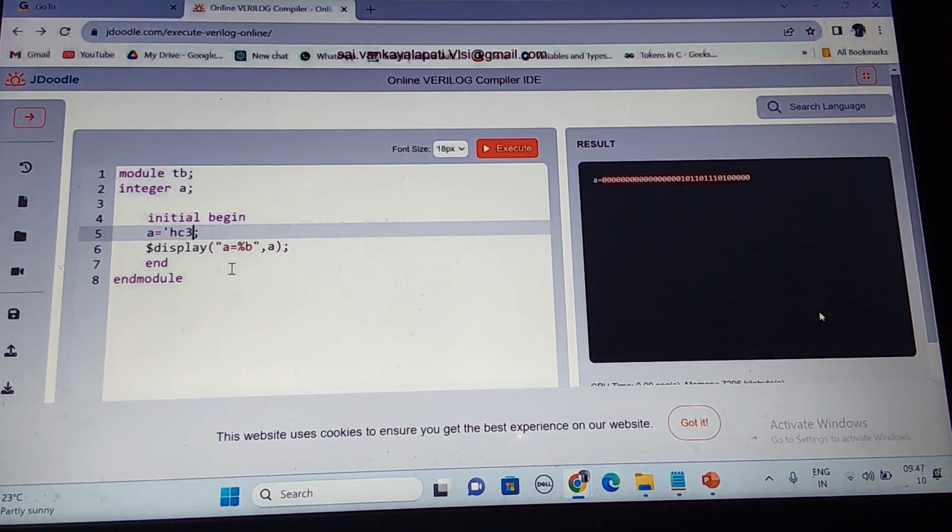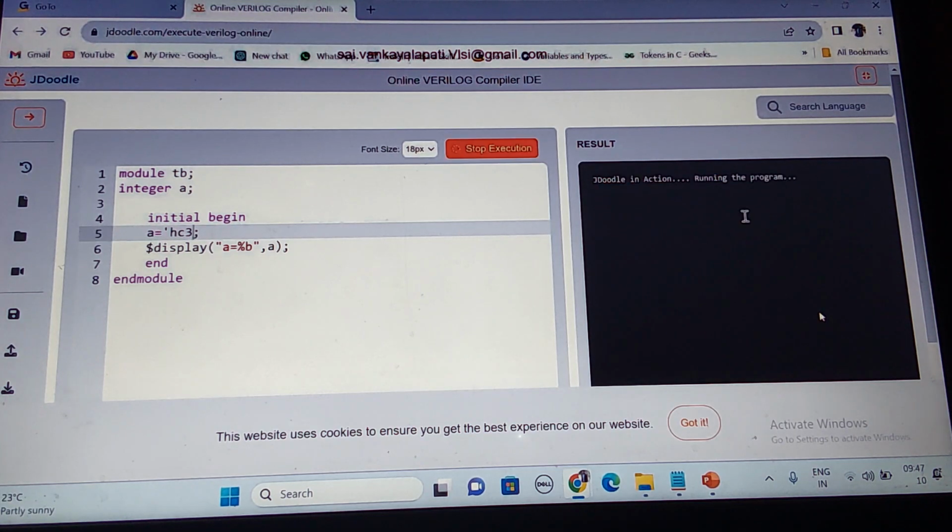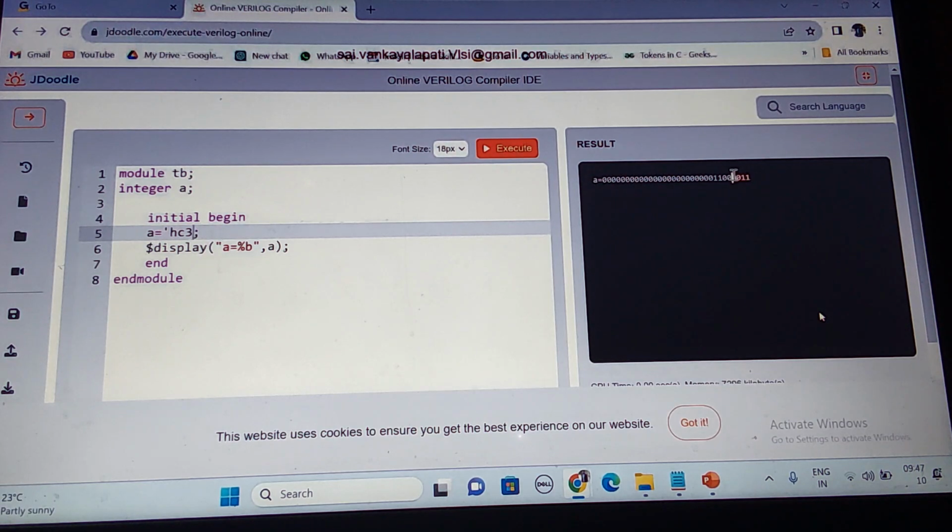Now if I print this in binary, how many bits will it take? By default, since I'm declaring this as an integer, an integer will take 32 bits. Now this will print 32 bits. What is the result? Can you tell me from LSB to MSB? 1 1 0 0 0 0 1 1. Rest of the bits are all zeros. Right? Now this is the output. 1 1 means this is 3, 0 0 1 means 1, and the remaining bits of this 32-bit value will be zeros.